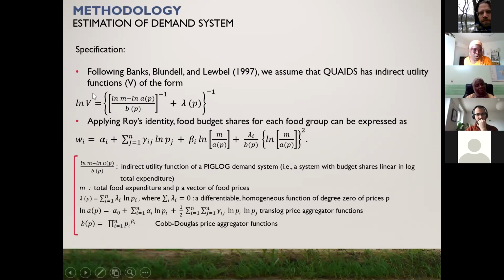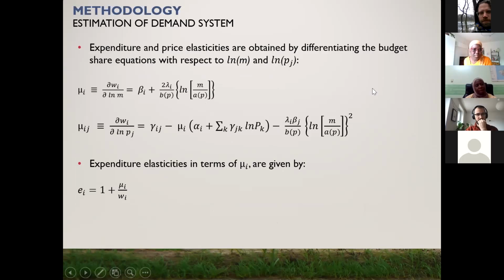When we apply Roy's identity to this expression, we have the food budget shares for each food group that can be expressed in this way. As you can see, we have this quadratic term that allows for some nonlinearity in the Engel curves. To derive the expenditure and price elasticities, we differentiated the budget share equation with respect to the log of total expenditure and with respect to the prices. When i is equal to j, we have the own price elasticities, and when they are different, we have the cross price elasticities. Using these expressions, the expenditure elasticities are written in this way.